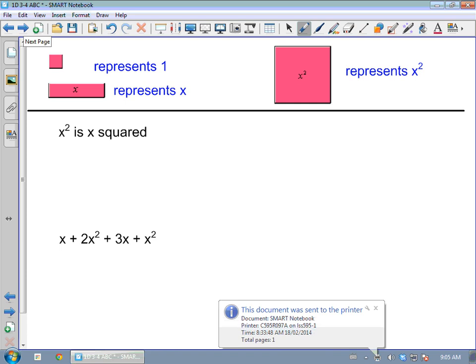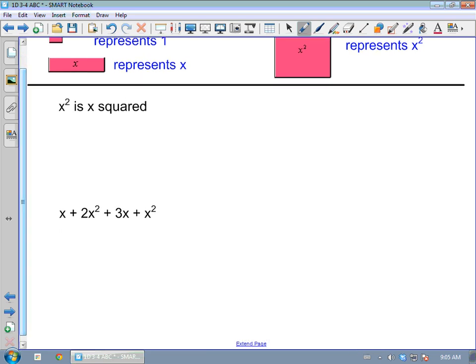All right. Just an aside here. Why do we use the big square to represent x squared? Well, x squared has two sides. This side has length x, this side has length x, so its area is x times x, which is x squared.